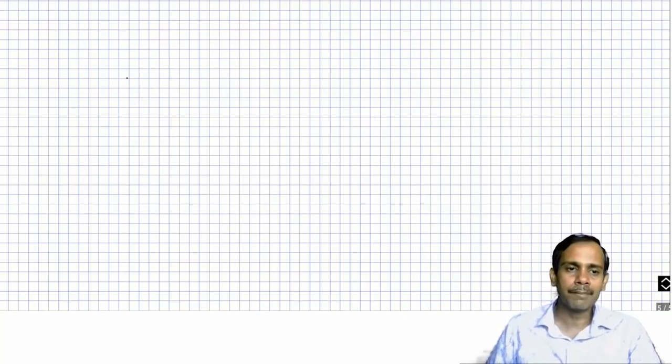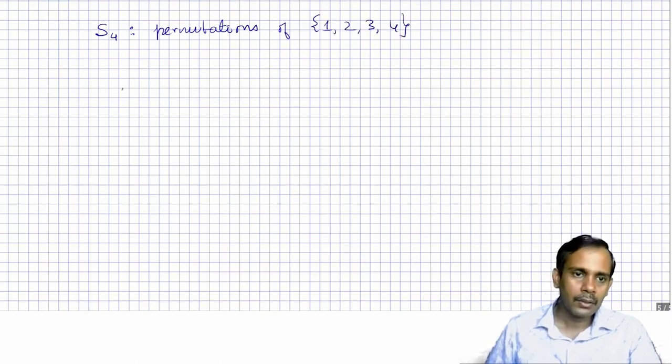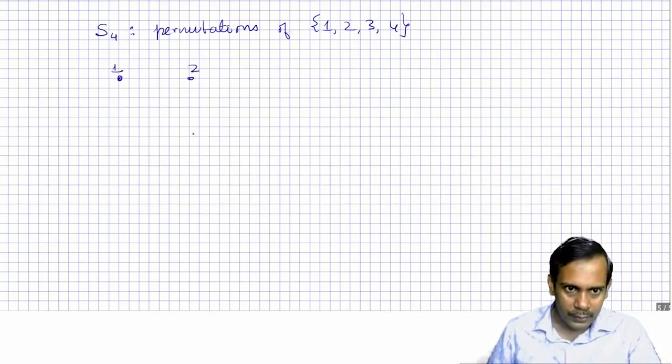Okay, now let me show you a nice way of constructing many interesting groups. So let's start with an example. I'm going to construct an interesting subgroup of S4. S4 is permutations on four letters. So I'm going to draw the square. So 1, 2, 3, 4. These are going to be the vertices of a square. And I'm going to draw the edges like this.